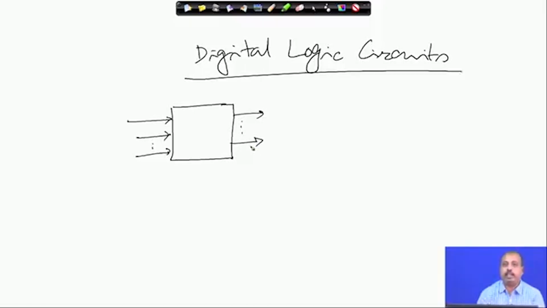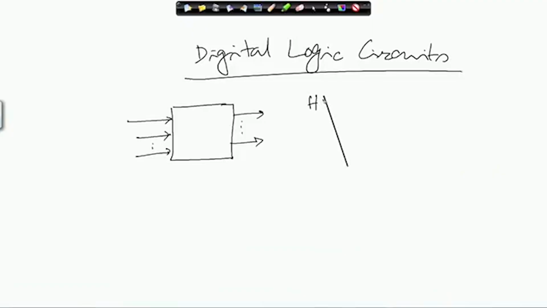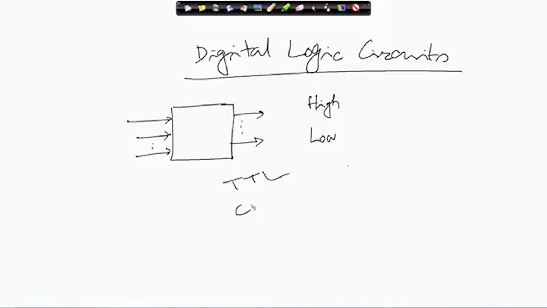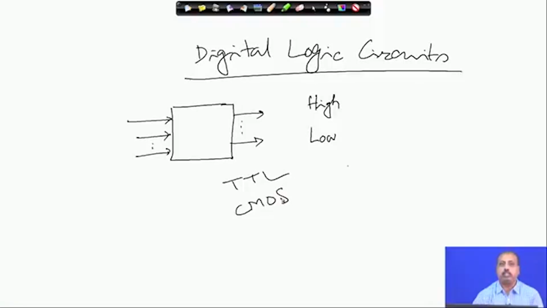Unlike an analog signal where the values are continuous in nature, in a digital system the values are discrete, and we have 2 discrete levels. One is called a high logic level, and the other one is called a low logic level. These high and low logic levels are basically 2 voltage levels that we consider, one high, another low. There are several technologies in which these digital circuits are realized. 2 popular technologies are TTL and CMOS.